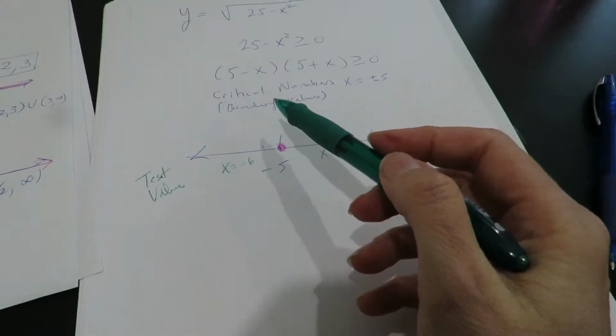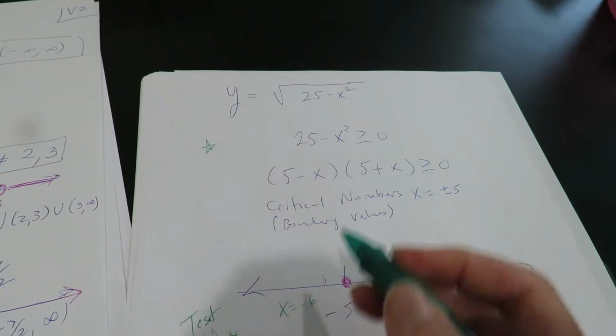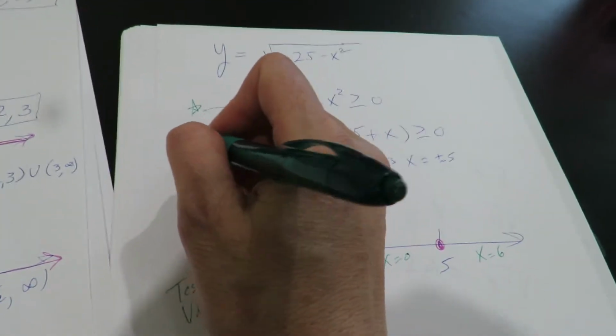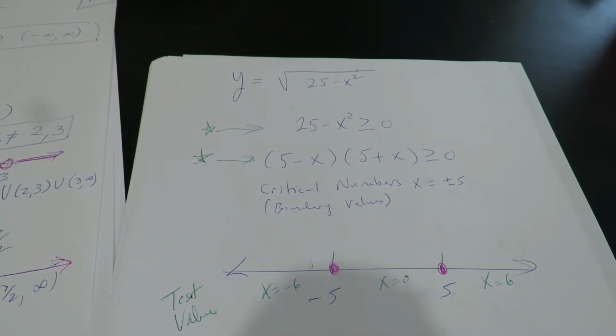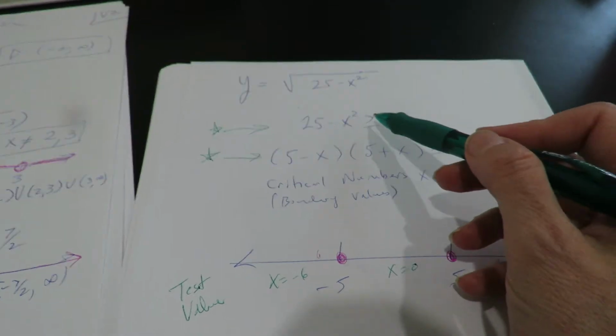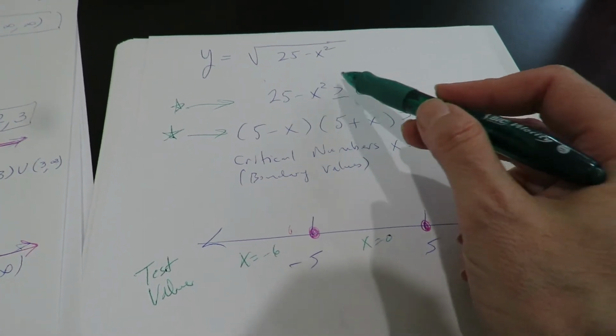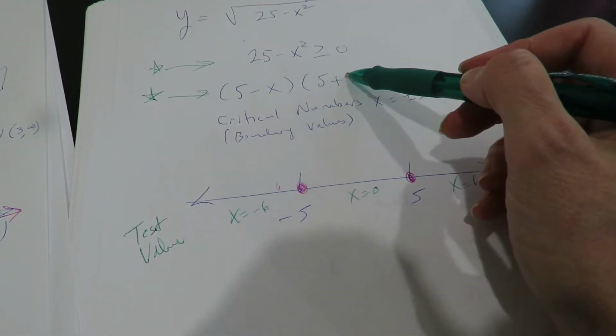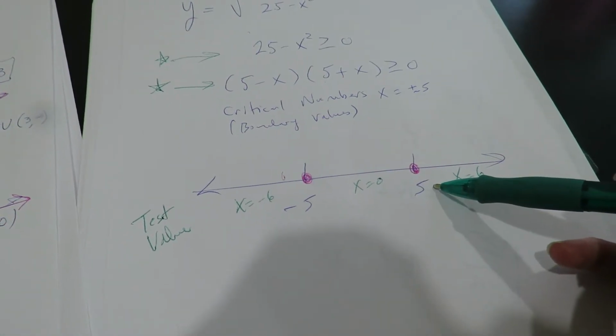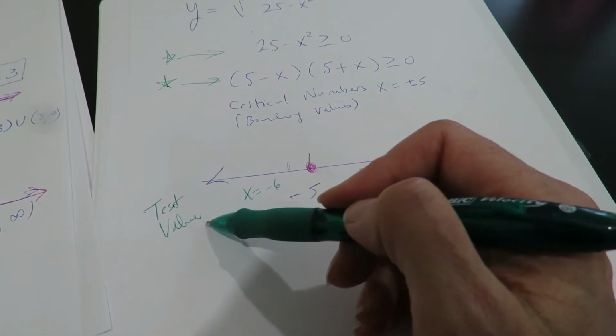And what you want to do with the test values is you can either plug them in here, this line, or you can plug them in here. It doesn't matter. What matters is that this has to be true. When you plug it in, it has to be greater than or equal to 0. Don't plug in a critical number. Don't ever do that. It's just a test value for this part.